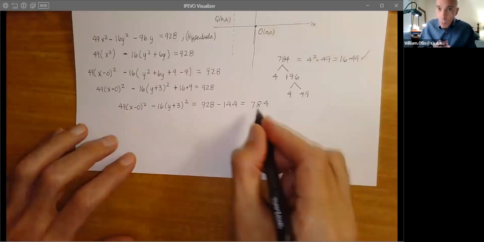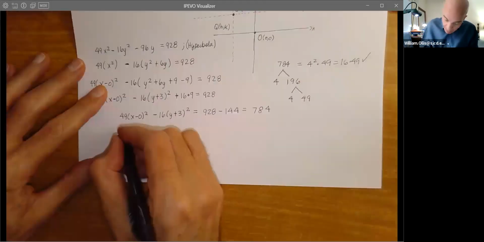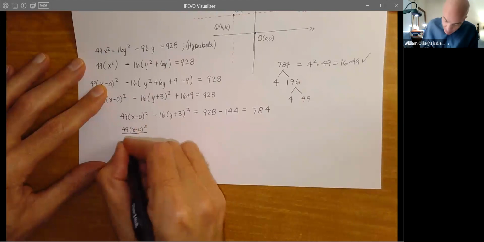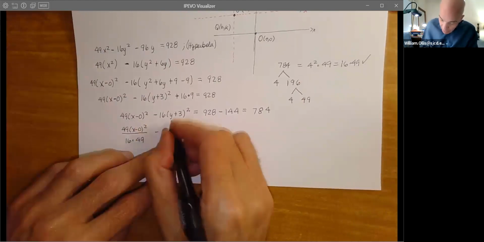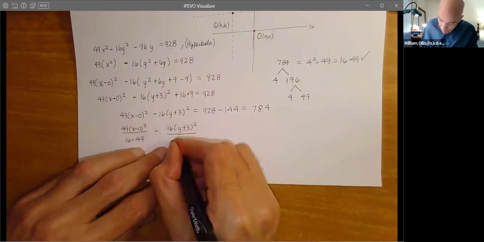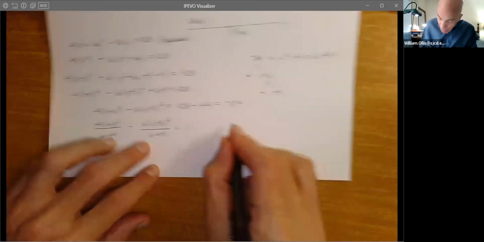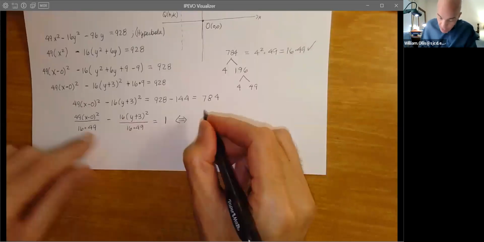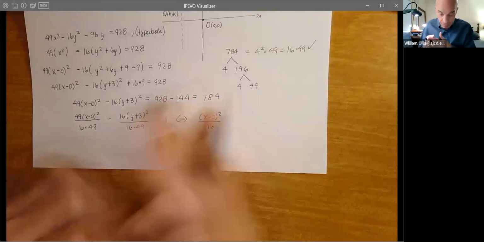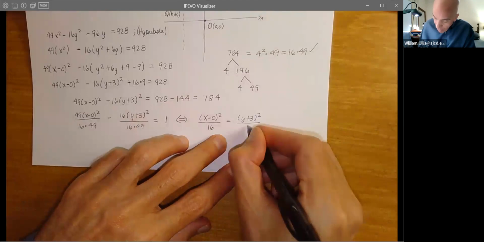So now we're thinking, well, we've got translation. Let's divide. We want to get a 1. So we've got 49 times x minus 0 quantity squared divided by 16 times 49, minus 16 times y plus 3 quantity squared divided by 16 times 49. Do all this symbolically and you don't mess it up. And then of course over here, we just divide it by itself, we get a 1. So now we have the 49's absorbed. We have x minus 0 squared divided by 16 minus y plus 3 squared divided by 49 equals 1.